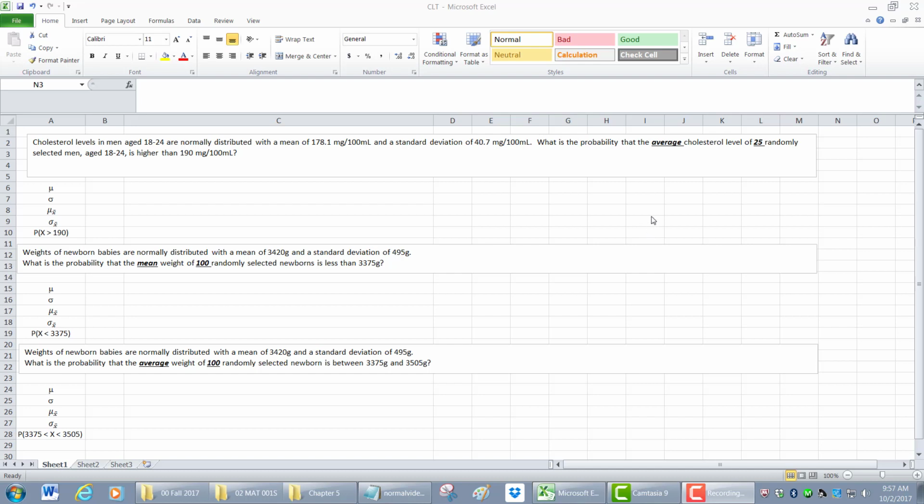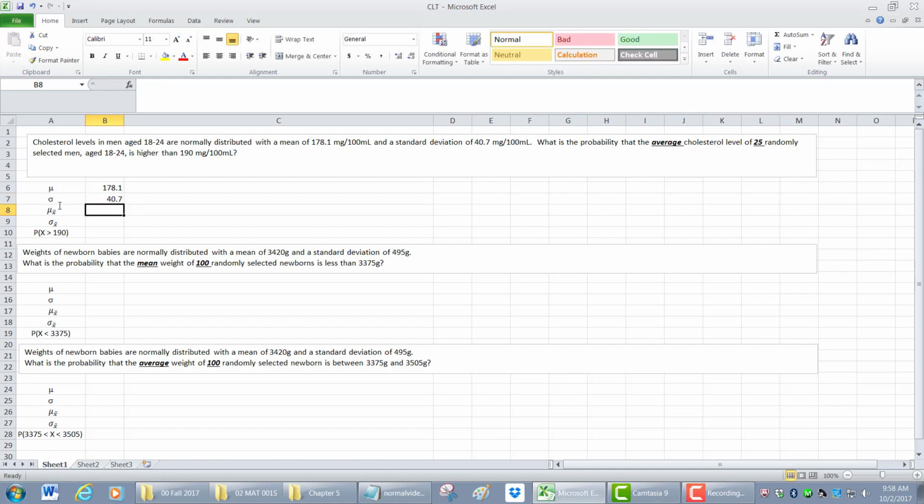Well, first of all, we need the central limit theorem because we're being asked for the average of a sample of size 25. So the second question is, can we use the central limit theorem? Well, it is less than 30, but they told us that the original population was normally distributed, so we're good to go. So what we were told was that the mean was 178.1 milligrams per 100 milliliters, and that the standard deviation was 40.7 milligrams per 100 milliliters.